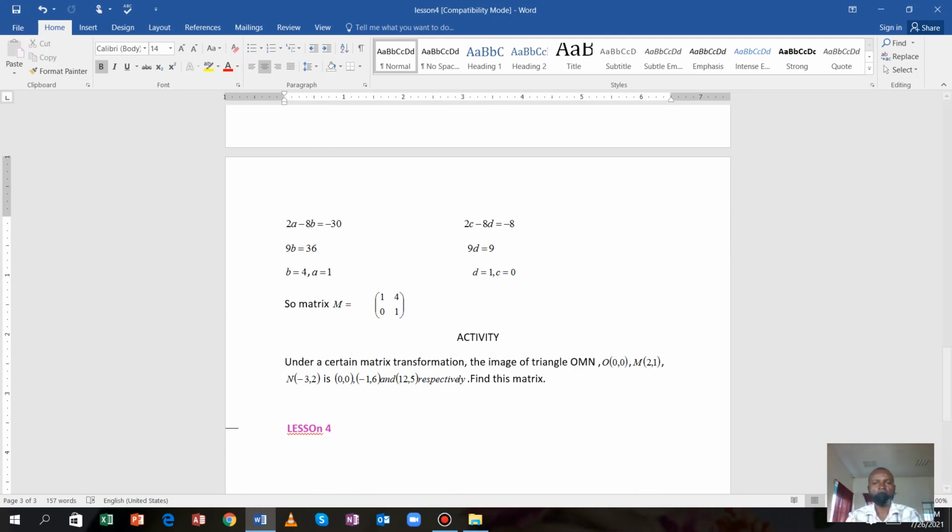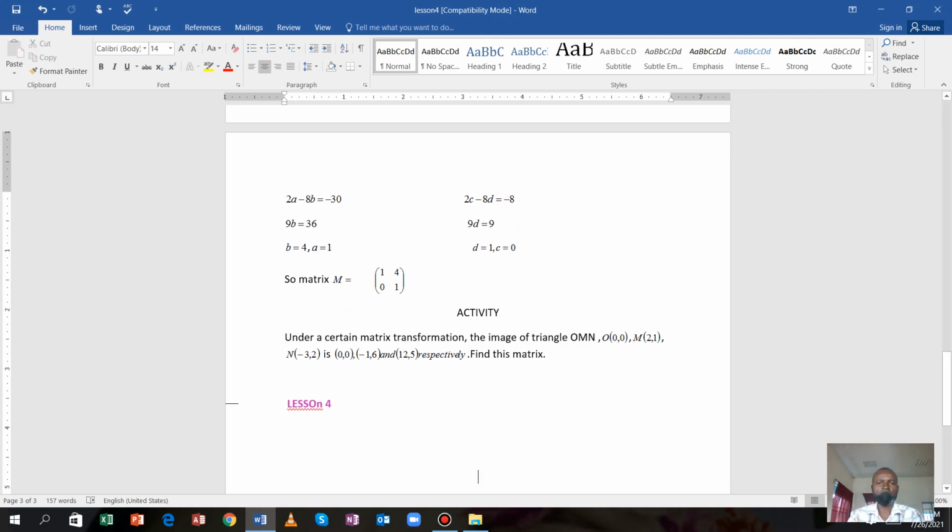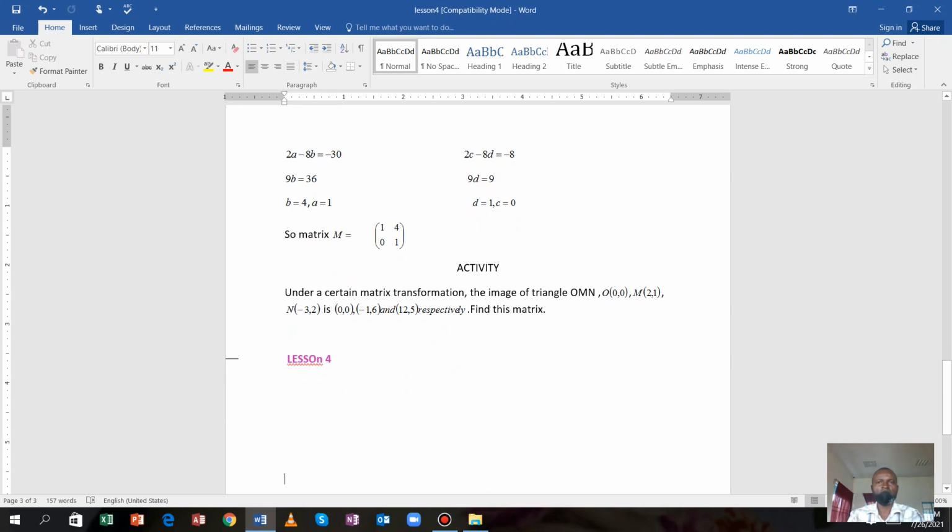Then this is an activity I want you to try. Under a certain matrix function, the image of triangle OMN is given respectively. Find the matrix. Please follow the same procedure. There's nothing different from the other two examples. So keep on trying until you get the answers.